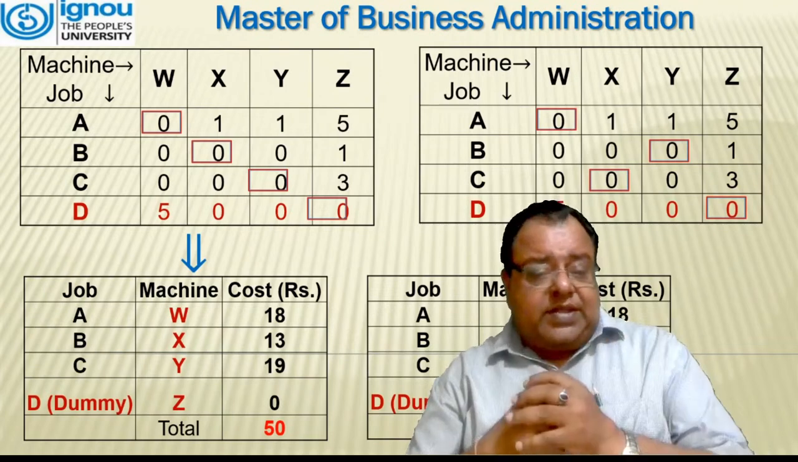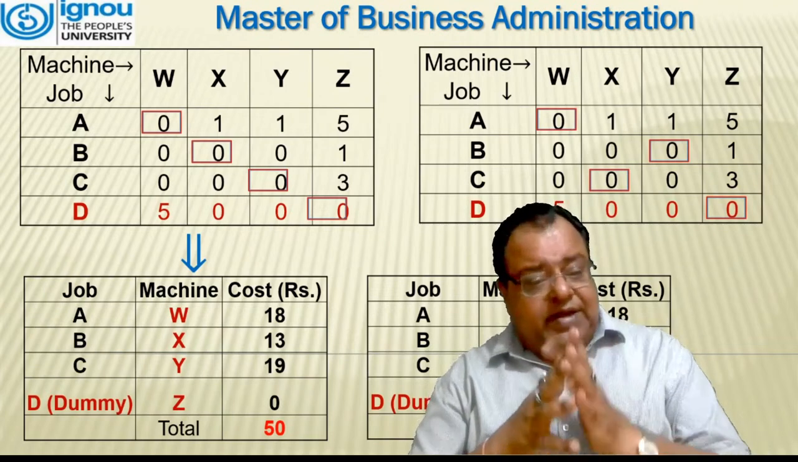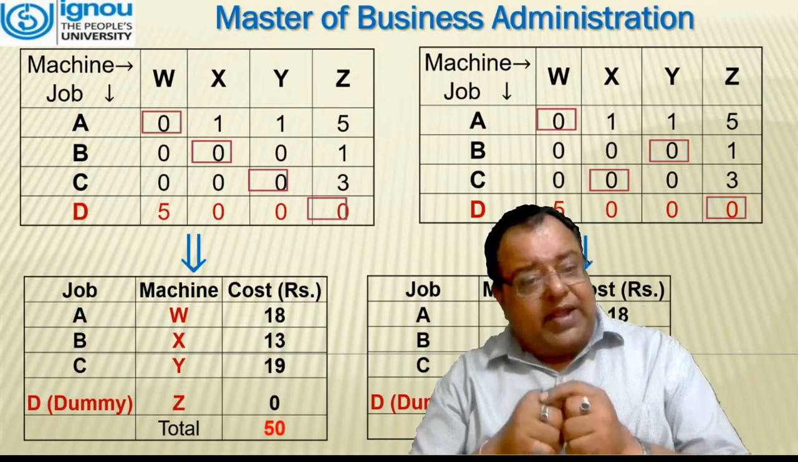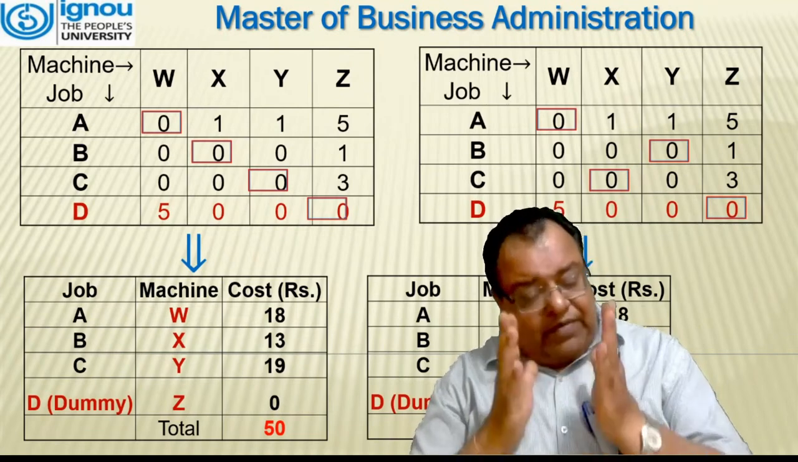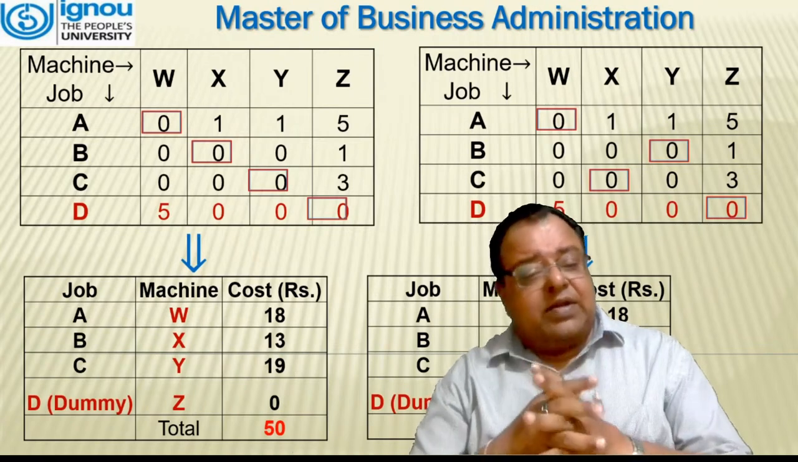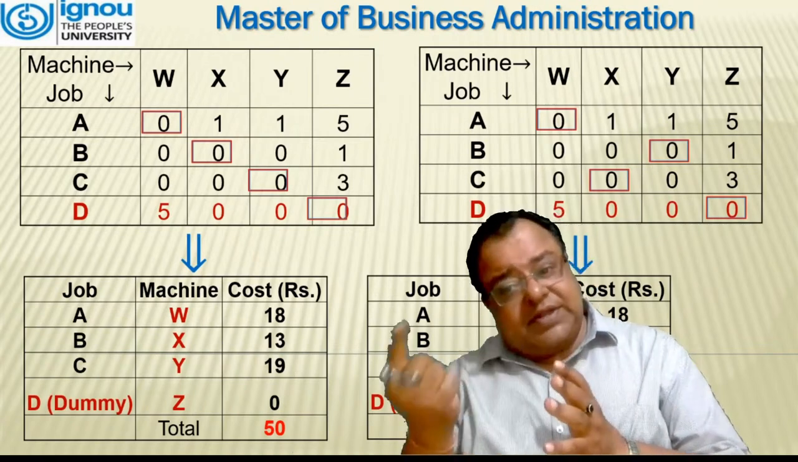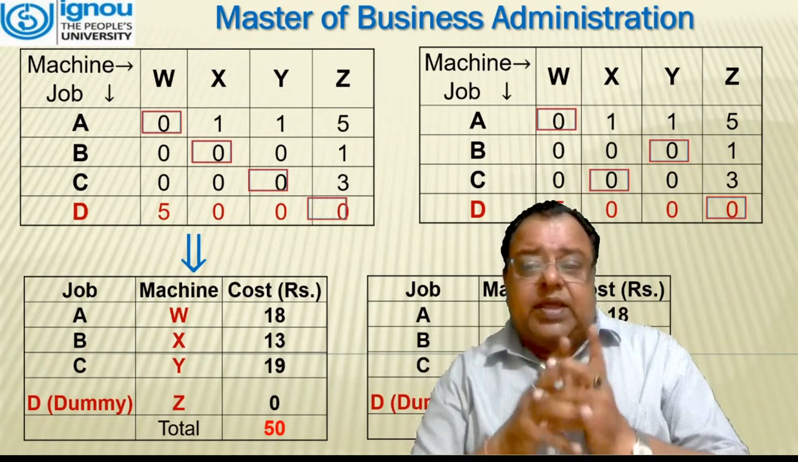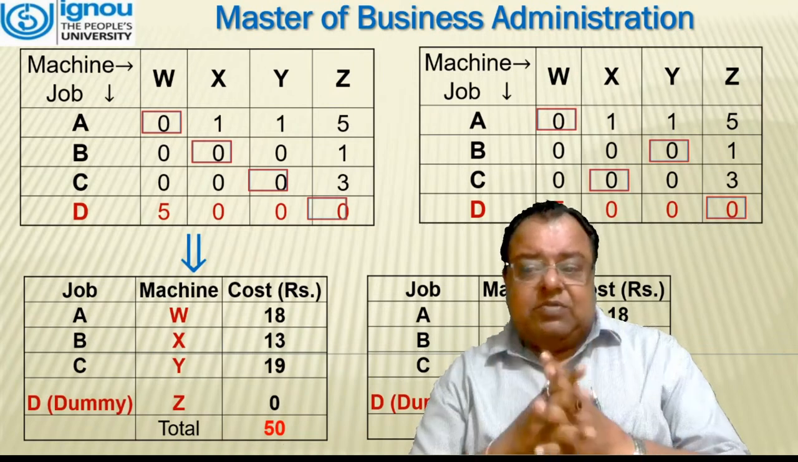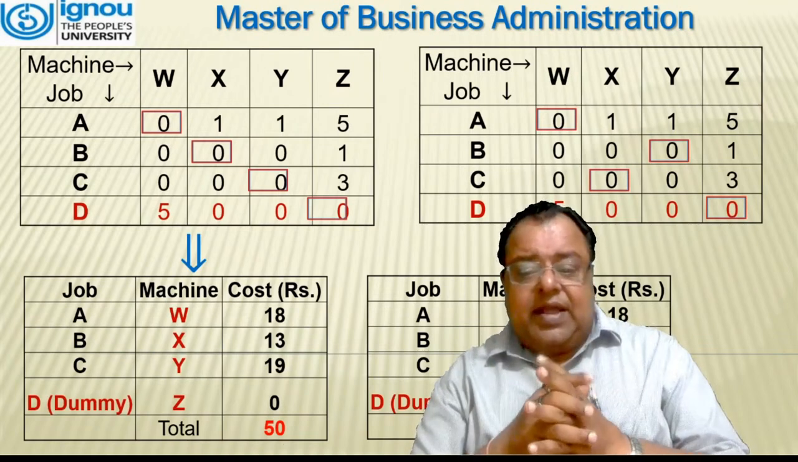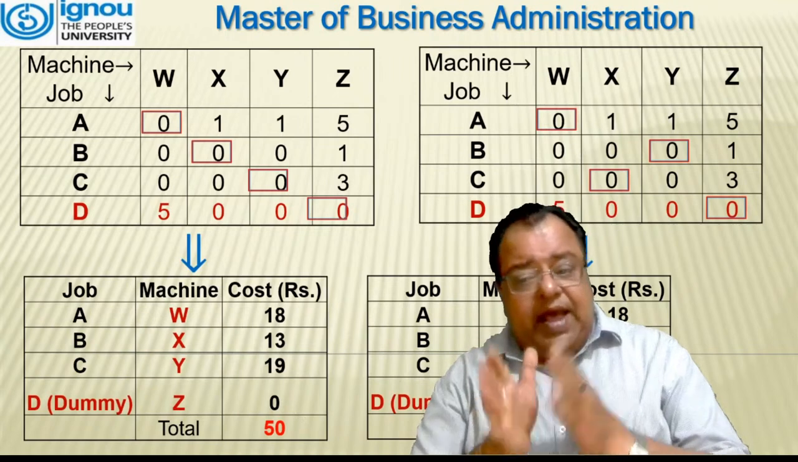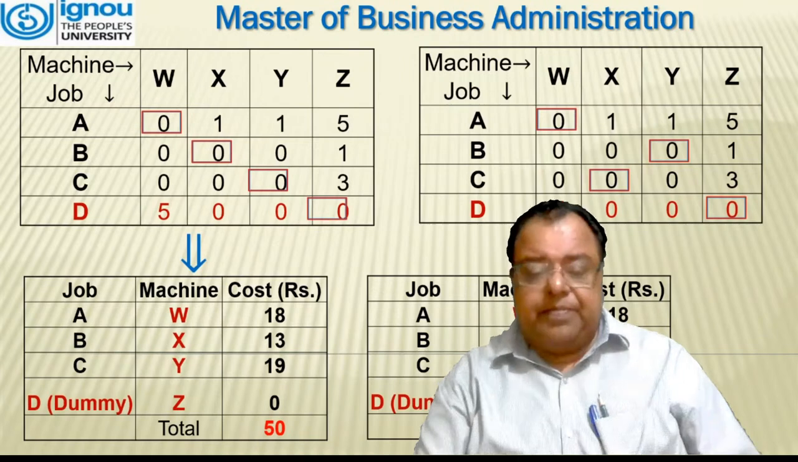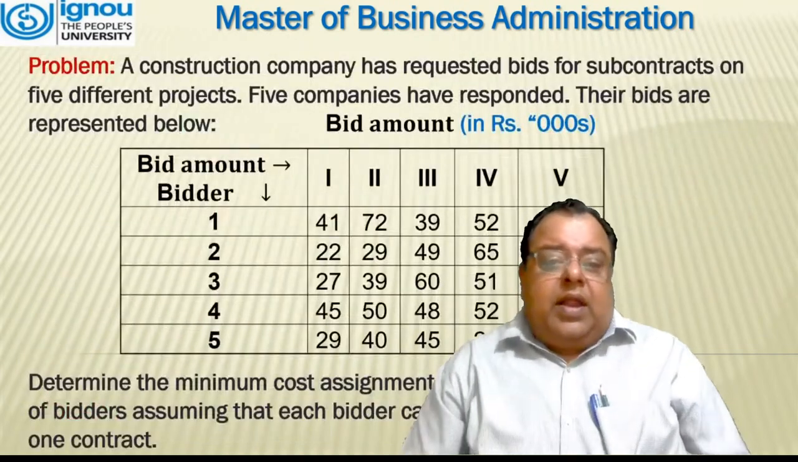If we take this combination, we get A to W, B to X, C to Y, and D to Z. When we add up, we get rupees 50. In the second case, the second assignment, that is A to W, B to Y, C to Z, and C to X, and D to Z. Again, we are getting the same total cost.